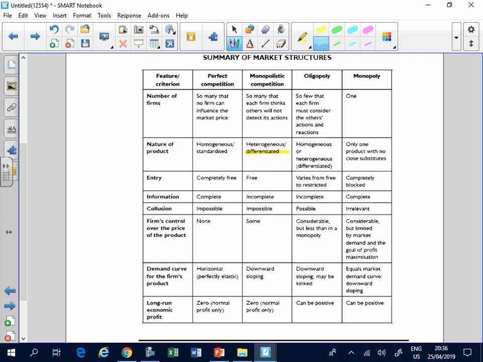What happens if I can differentiate a product? If there are no close substitutes for a product, what do you think happens to what I'm able to sell it for? Does the price go up or down? Price goes up. What do you think it costs me to produce that good? Do you think that matters? It would have cost me the same in any situation.